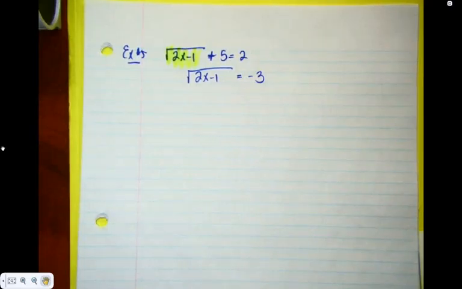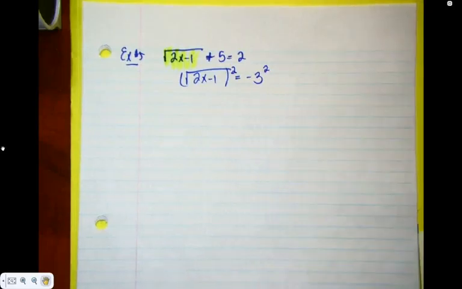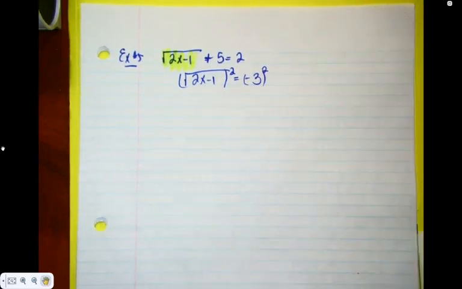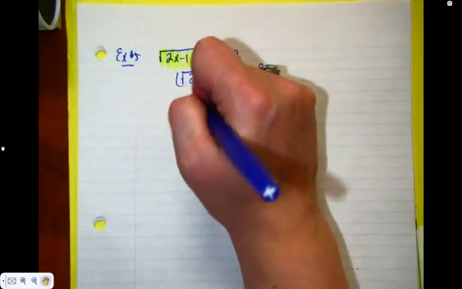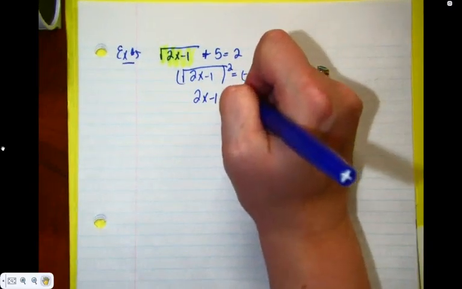Step number 2. This is why you need the brackets, because watch what's going to happen on the right if I don't bracket it. Is there a difference between negative 3 squared and negative 3 squared? Right, so this is why they have to have the brackets, or you may miss that it's negative 3 times negative 3. Radical's going to cancel, so it's going to leave me 2x minus 1. On the right, I've got negative 3 times negative 3, which gives me 9.